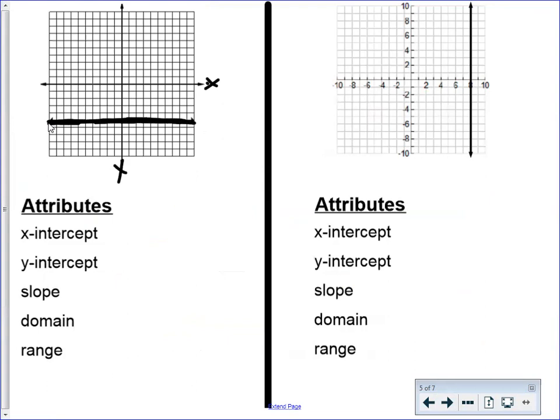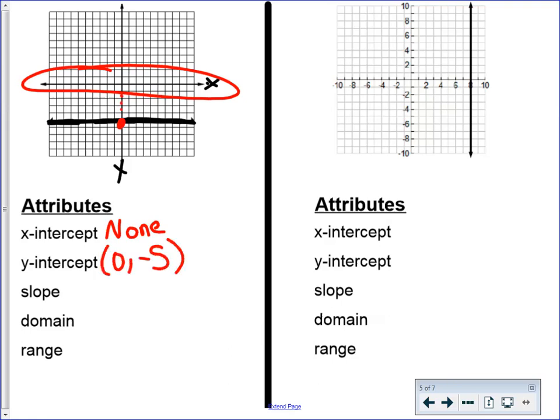My x-intercept. Notice it's never crossing the x-axis. So whenever that's the case, your x-intercept is none. There is no x-intercept. But there is a y-intercept right here. So how far down is that? 1, 2, 3, 4, 5. So (0, -5) is my y-intercept.